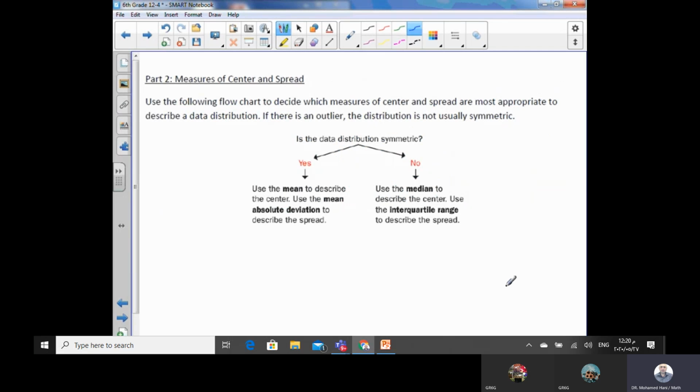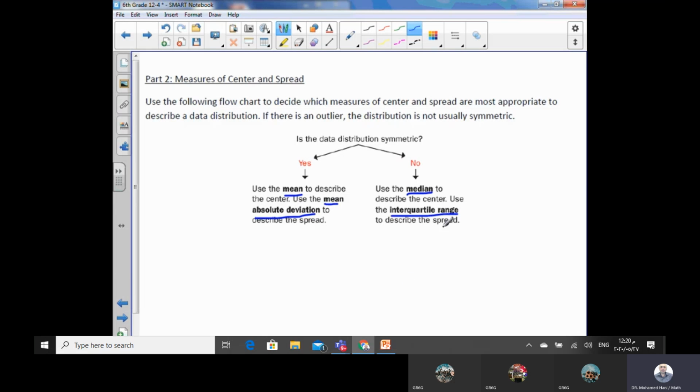Now, we can use this flowchart to decide which measures of center and spread are most appropriate to describe a data distribution. If there is an outlier, the distribution is usually not symmetric. So, is it symmetric? If it is symmetric, we will use the mean as the measure of center and the mean absolute deviation as the measure of variation. If it is not symmetric, we will use the median and the interquartile range.